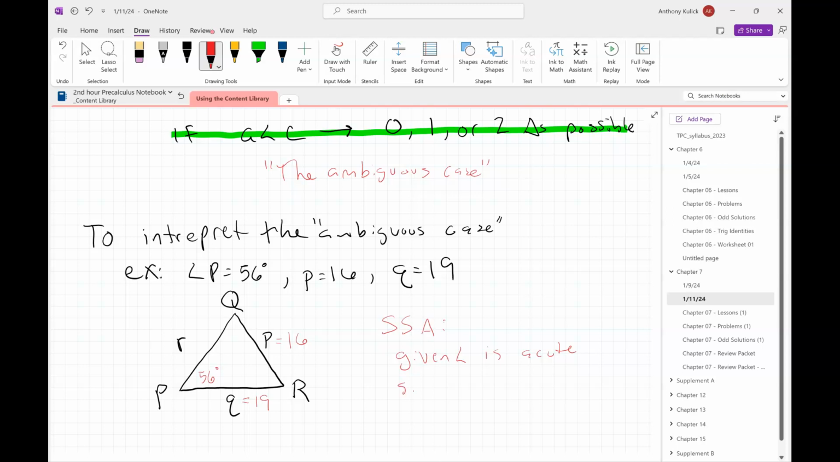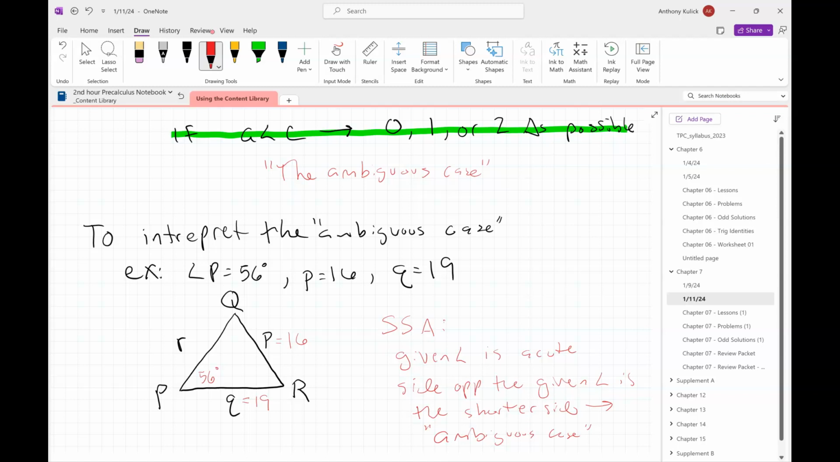And the side opposite the given angle is the shorter side. This tells me I'm in the ambiguous case land. Is everybody okay with that?